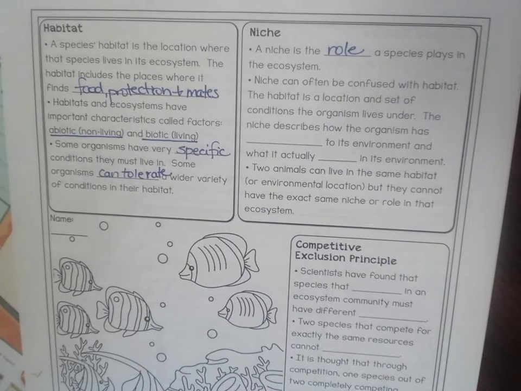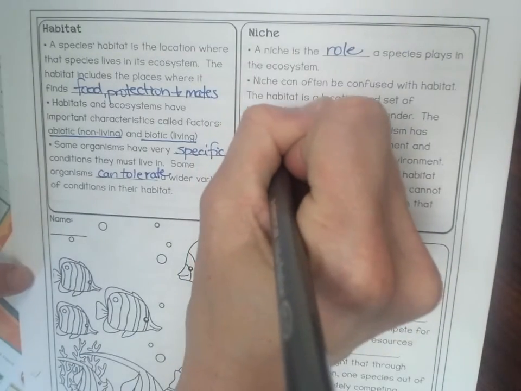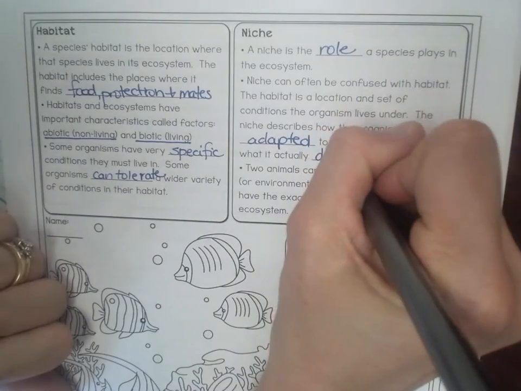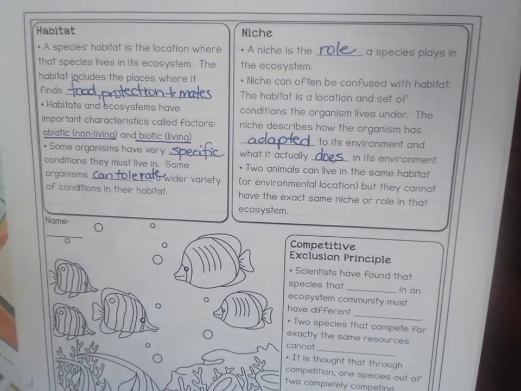The niche, however, describes how that organism has adapted to its environment and what it actually does in its environment. Two animals can live in the same habitat or the environmental location, but they cannot have the exact same niche or role in that ecosystem.